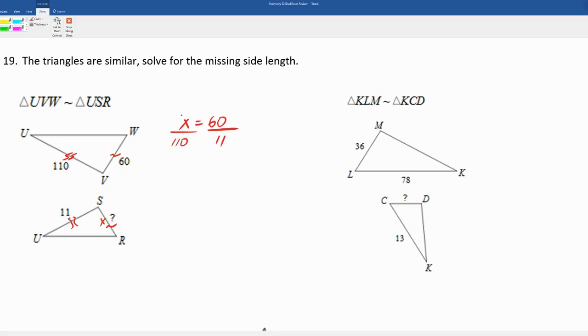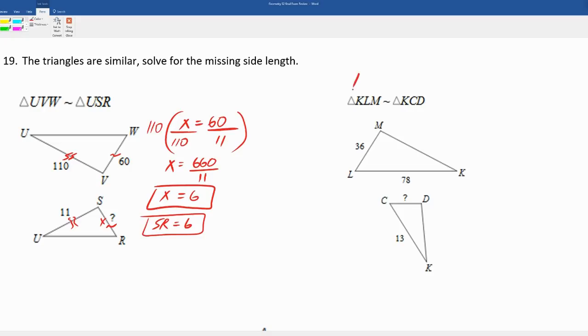So let's go ahead. Same thing as with Julia and that building. Let's multiply by that 110, and you should get x equaling 660 divided by that 11. So let's make sure, 660 divided by 110, 6. All right, so that's not just for x, that's for SR, right? So be aware of that.